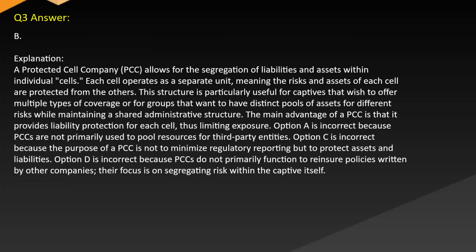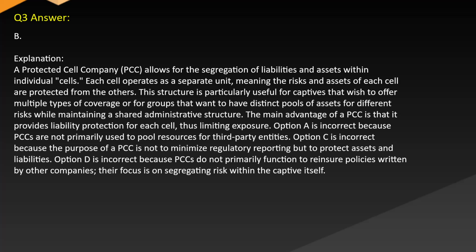Answer: B. Explanation. A protected cell company (PCC) allows for the segregation of liabilities and assets within individual cells. Each cell operates as a separate unit, meaning the risks and assets of each cell are protected from the others. This structure is particularly useful for captives that wish to offer multiple types of coverage, or for groups that want to have distinct pools of assets for different risks while maintaining a shared administrative structure. The main advantage of a PCC is that it provides liability protection for each cell, thus limiting exposure.